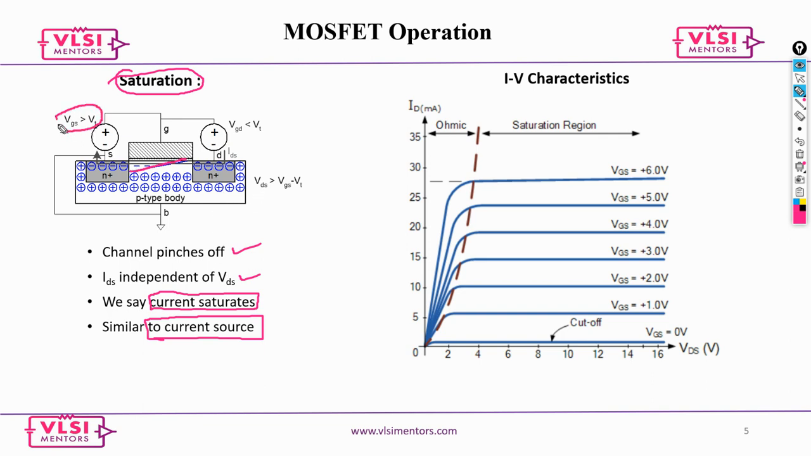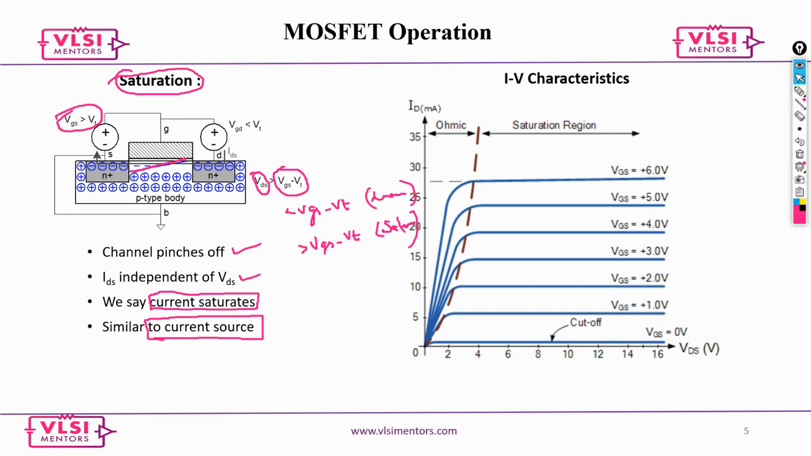Now what is the condition here? Vgs is greater than Vt, and when Vds is less than Vgs minus Vt, it is said to be in linear mode. When it is greater than Vgs minus Vt, then we call it saturation mode. So these three are the modes of operation, ideally speaking.